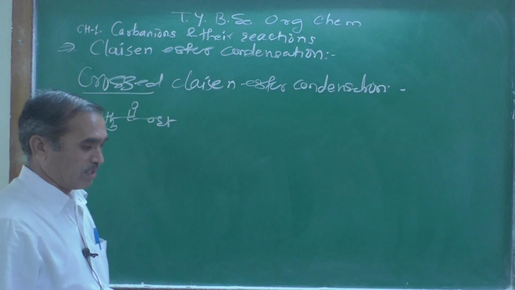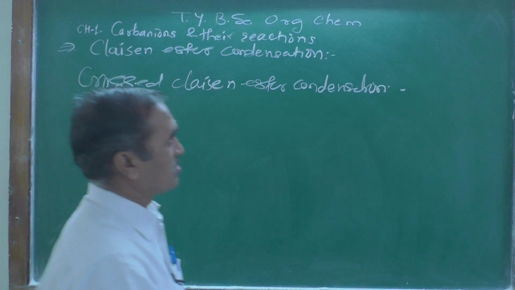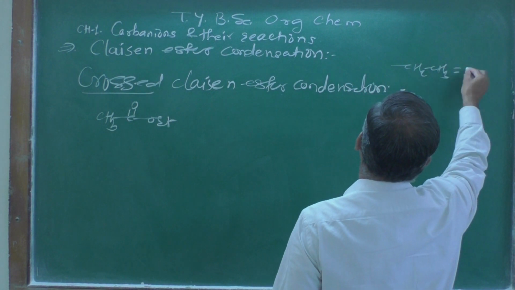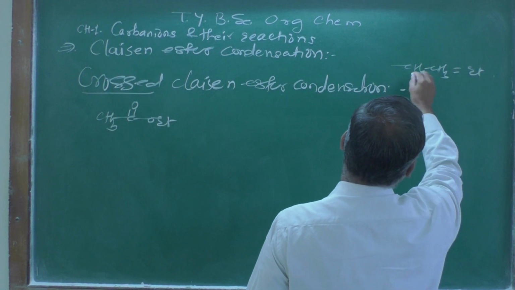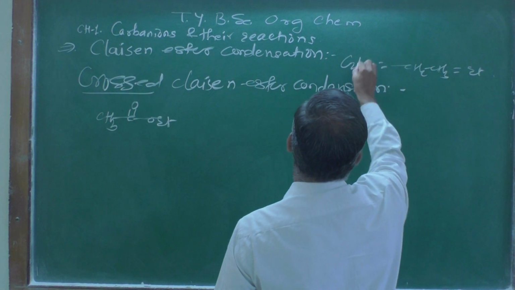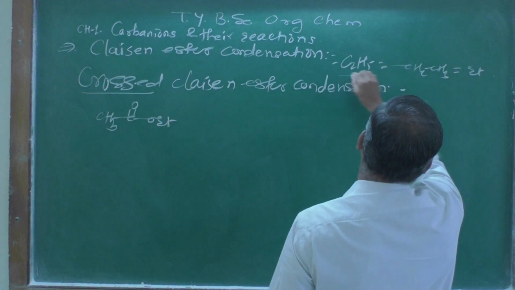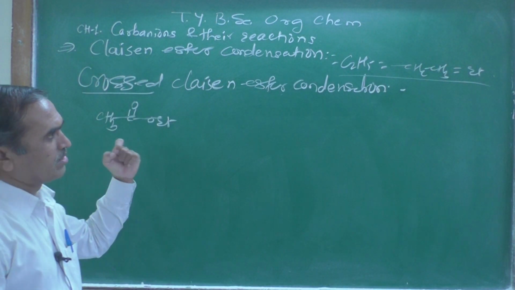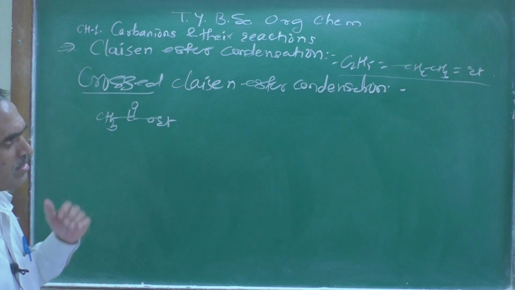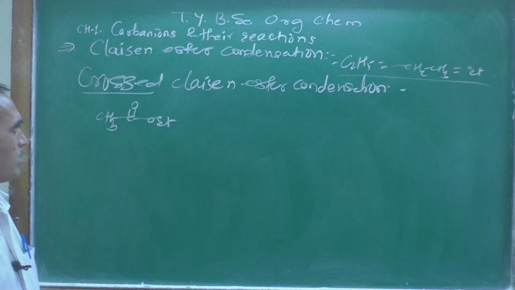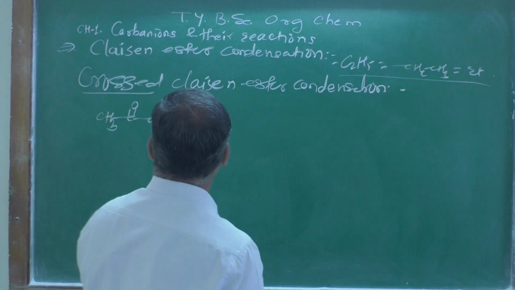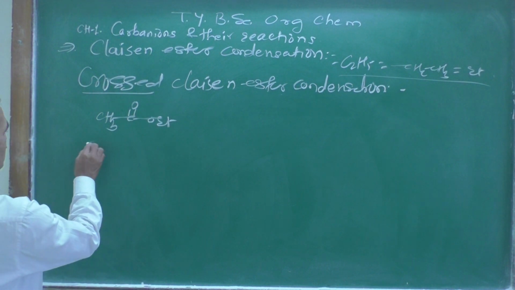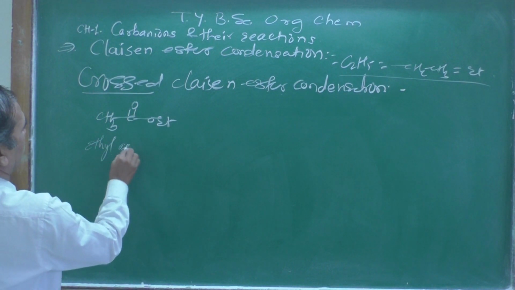As I already told you, Et means an ethyl group, that is, the CH2CH3 group is referred to as Et, or sometimes this group is written as C2H5. These are the different ways to represent the ethyl group in organic chemistry. And here, CH3C double bond OEt is called ethyl acetate. This is known as ethyl acetate.